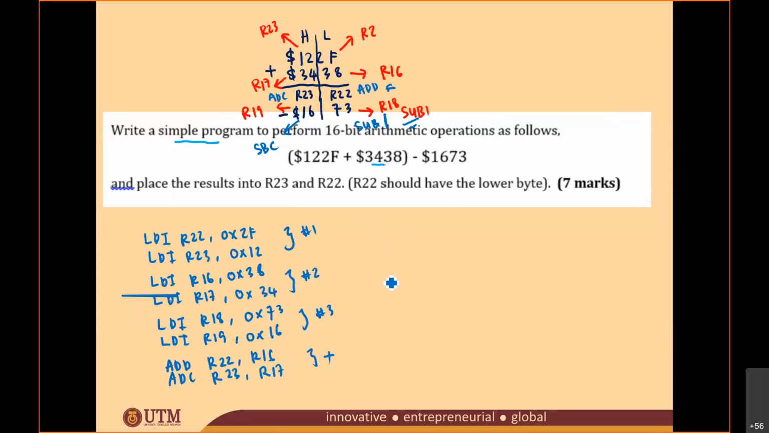Then last but not least, subtract. I put here SUB R22, making sure R22 is used because you're going to put the result in R22, with R18, and then followed by SBC R23 with R19. Okay, that's all. Any question for this programming part?